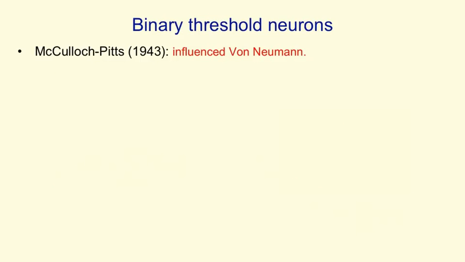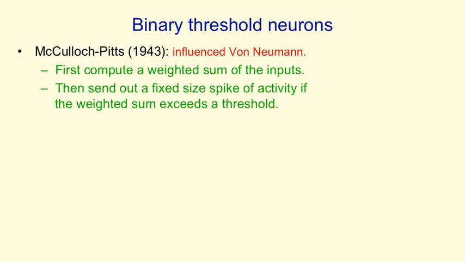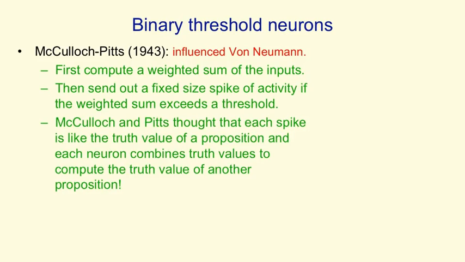Very different from linear neurons are binary threshold neurons that were introduced by McCulloch and Pitts. They actually influenced von Neumann when he was thinking about how to design a universal computer. In a binary threshold neuron, you first compute a weighted sum of the inputs, and then you send out a spike of activity if that weighted sum exceeds the threshold. McCulloch and Pitts thought that the spikes were like the truth values of propositions. So each neuron is combining the truth values it gets from other neurons to produce a truth value of its own. And that's like combining some propositions to compute the truth value of another proposition.